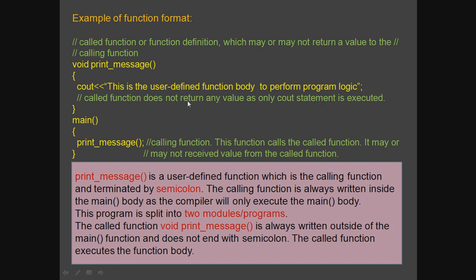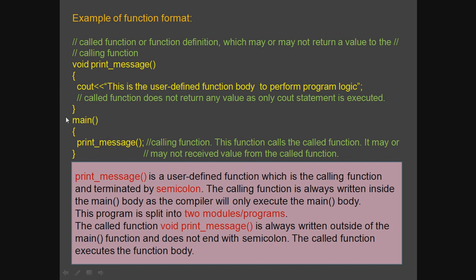So the call function will not return any value, as only the cout statement is executed. This cout statement will be executed within this function body, and nothing will be returned to the main function. After this semicolon, this particular function body will terminate, and that's why the return type is void. No value is returned back to the main function.